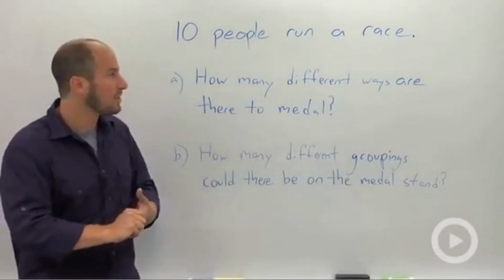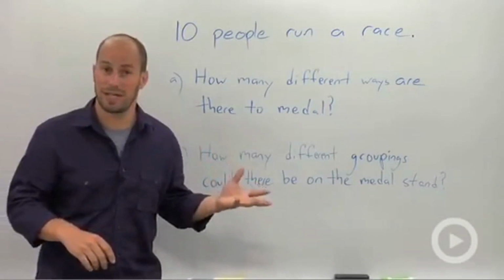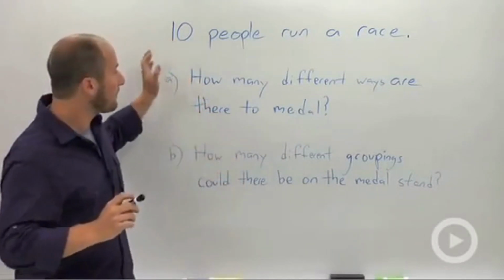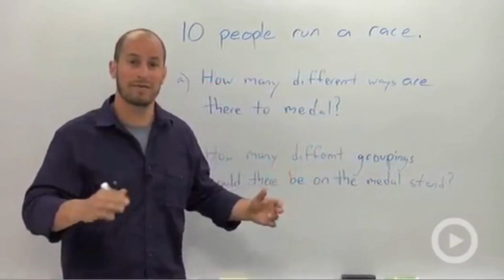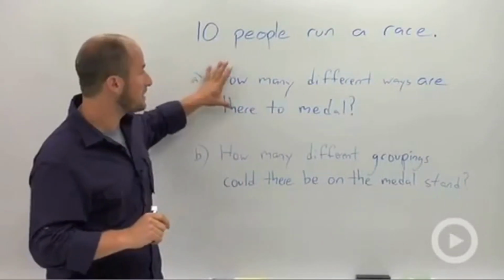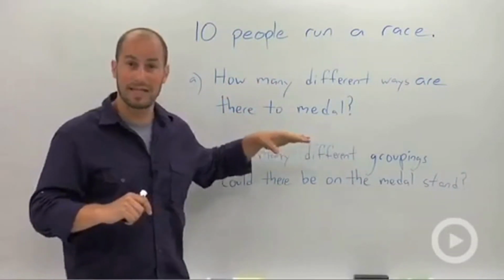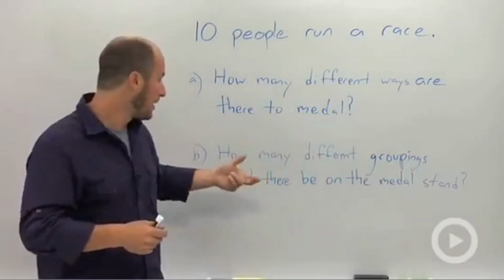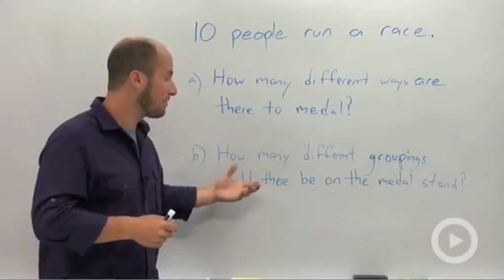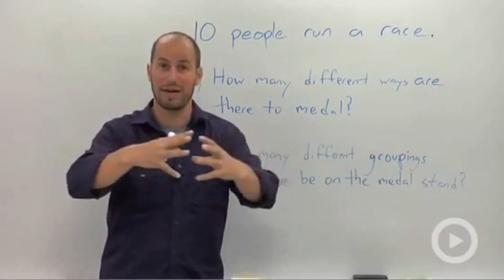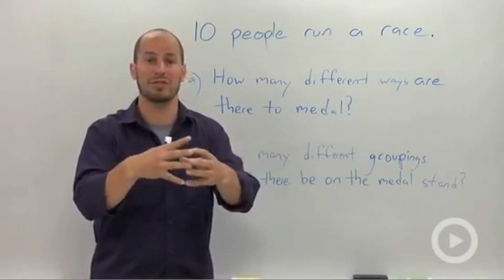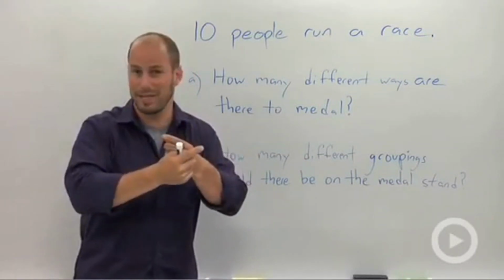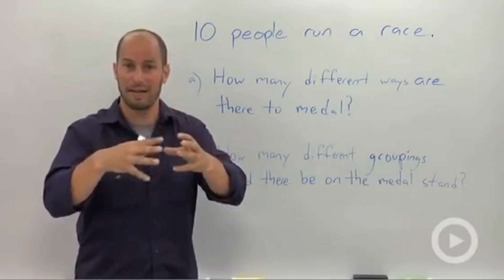So I want to do a fairly simple example to distinguish the difference between the two. We have running a race. There are 10 people in it, and there are two things we're concerned with. The first is how many different ways there are to medal. That takes into account gold, silver, bronze, in other words, first, second, third place. The other is how many different groupings there could be on the medal stand. Basically there you have a trio of people, and no matter what that trio is, it's going to be the same. If the gold and the bronze person switch places, they're still the same combination on that medal stand.